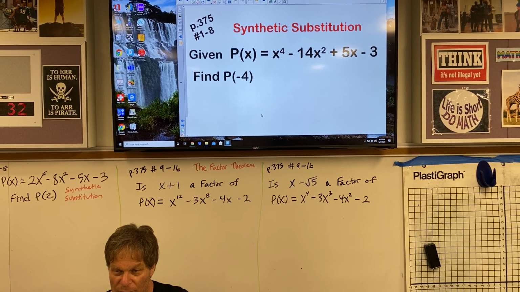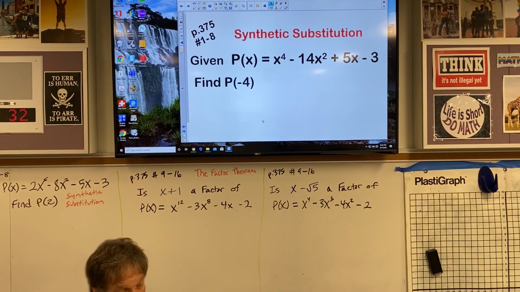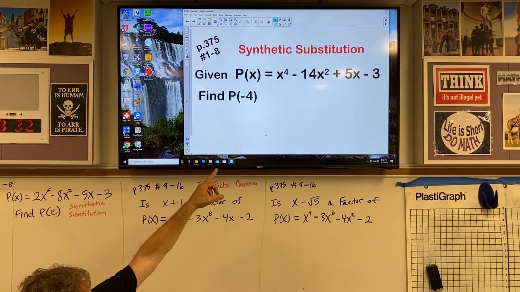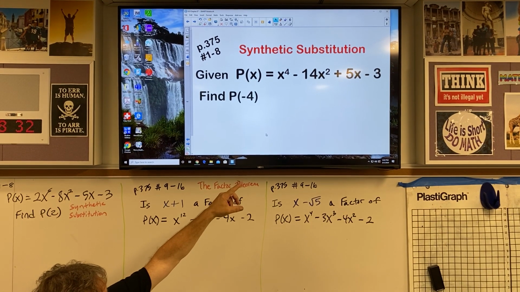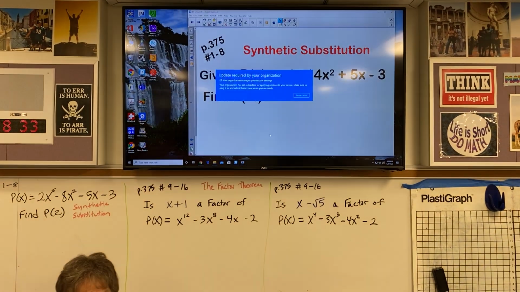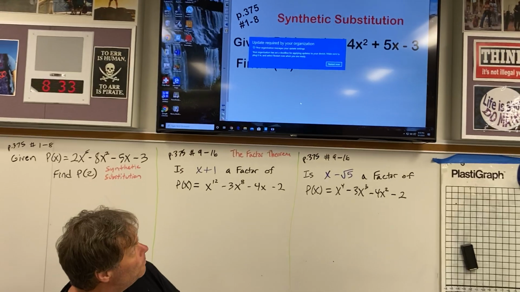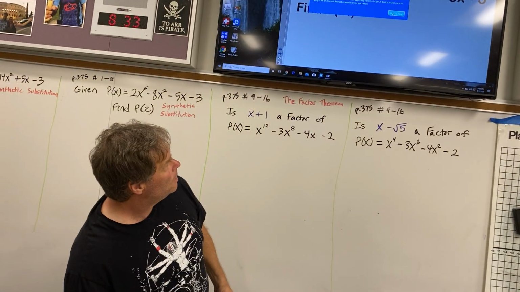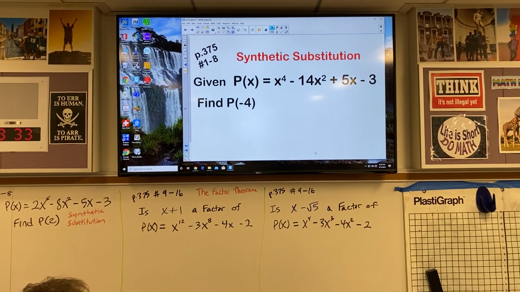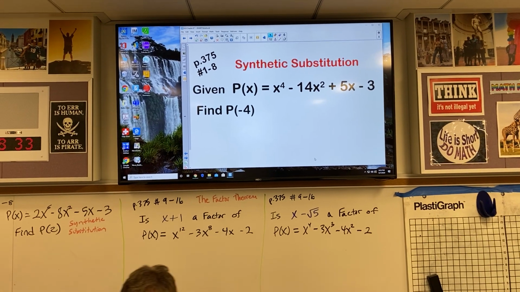They want you to use synthetic substitution to find this. Given that the polynomial p of x is x to the fourth minus 14x squared plus 5x minus 3, given that polynomial, find p of -4. That's what they're telling you to do. Okay, it's all right, I'll fix it. So the deal is find p of -4. So how would you do that?